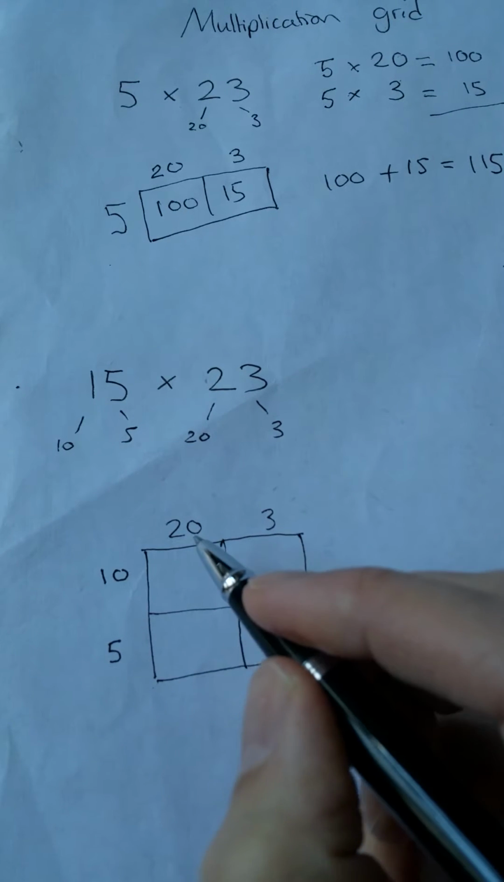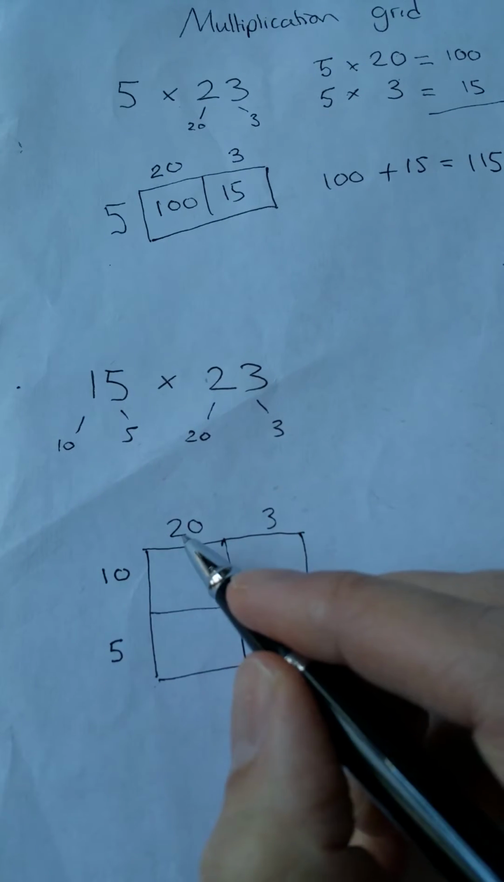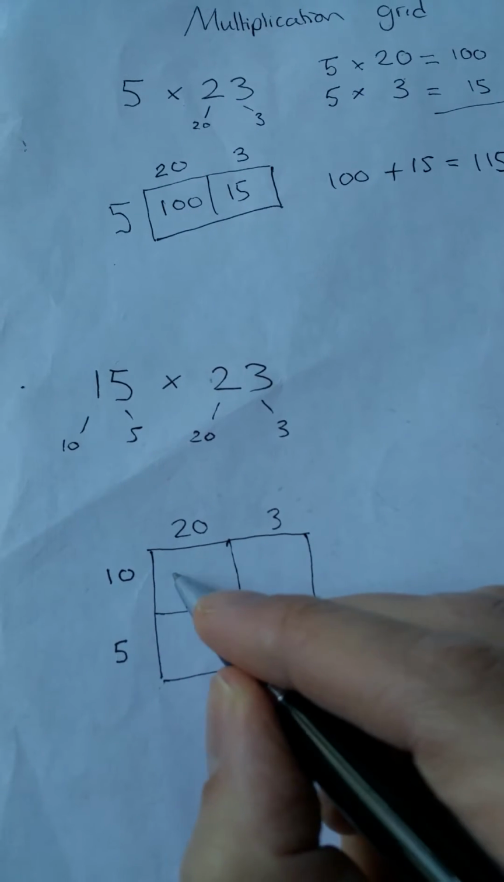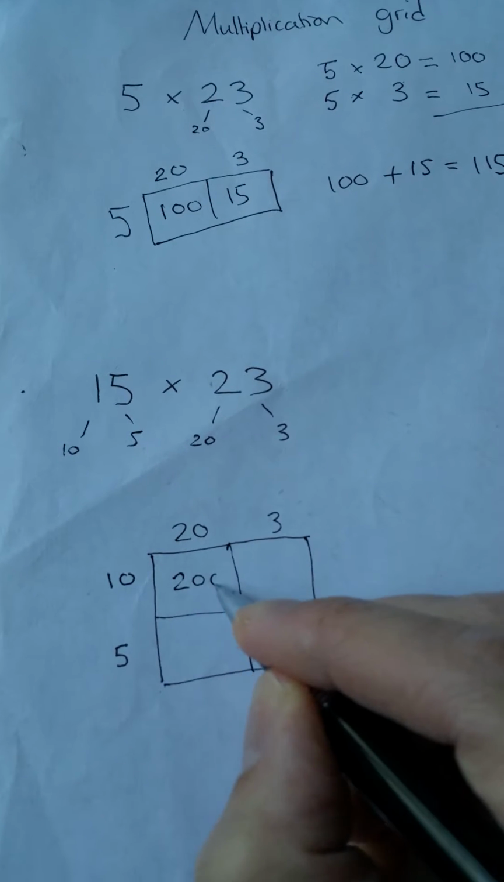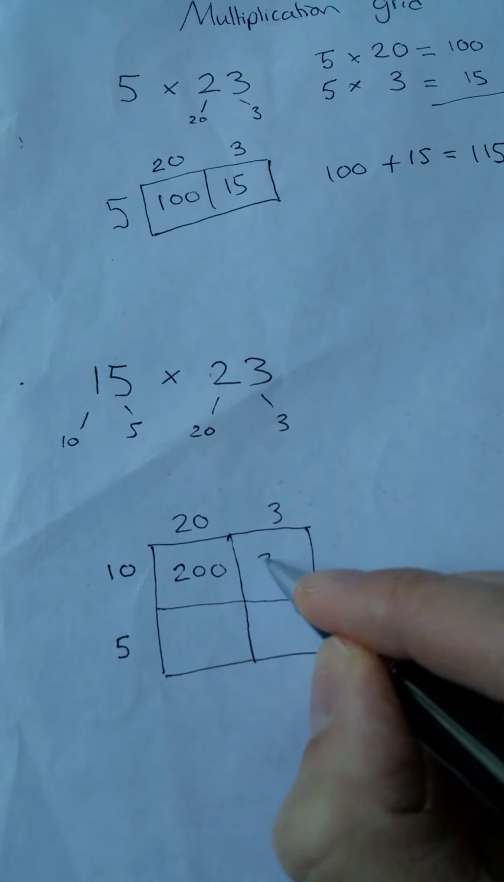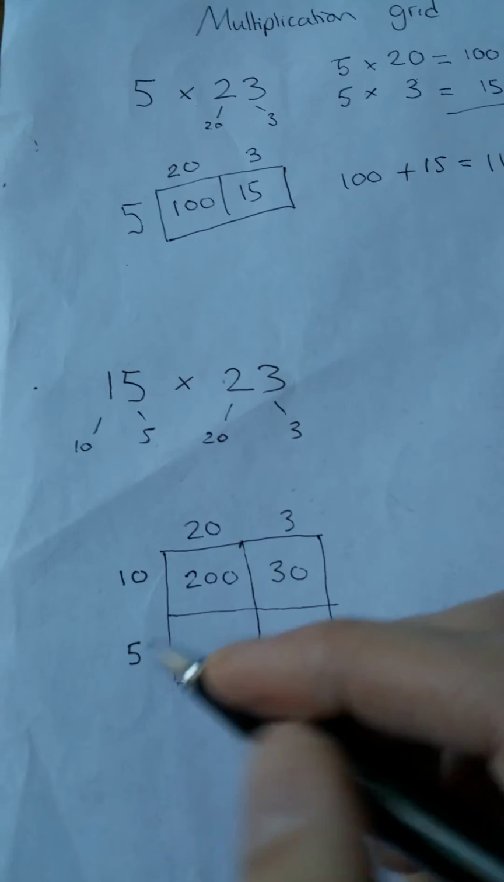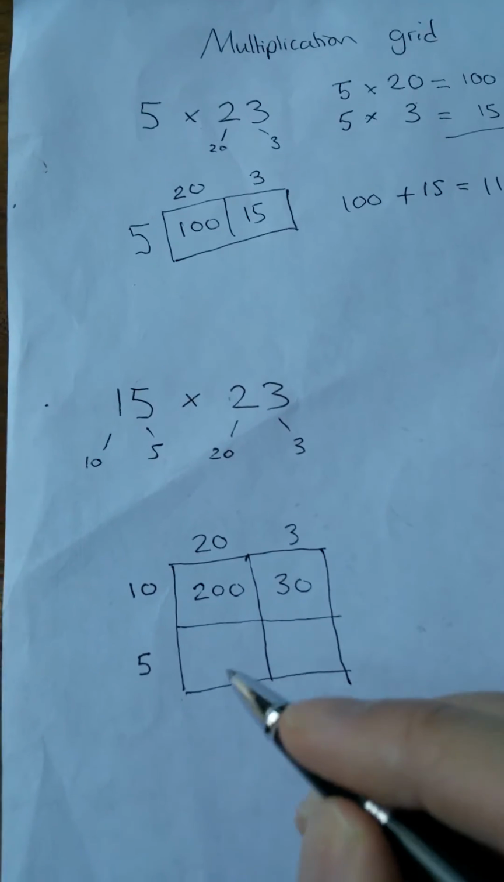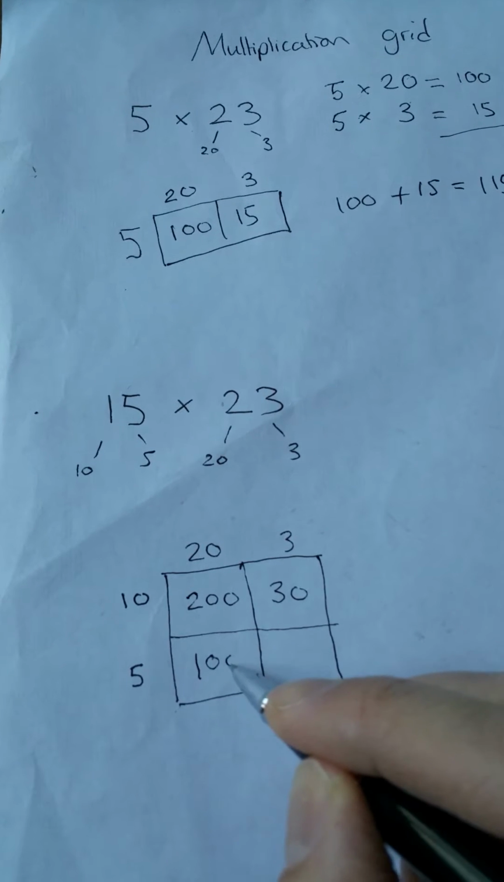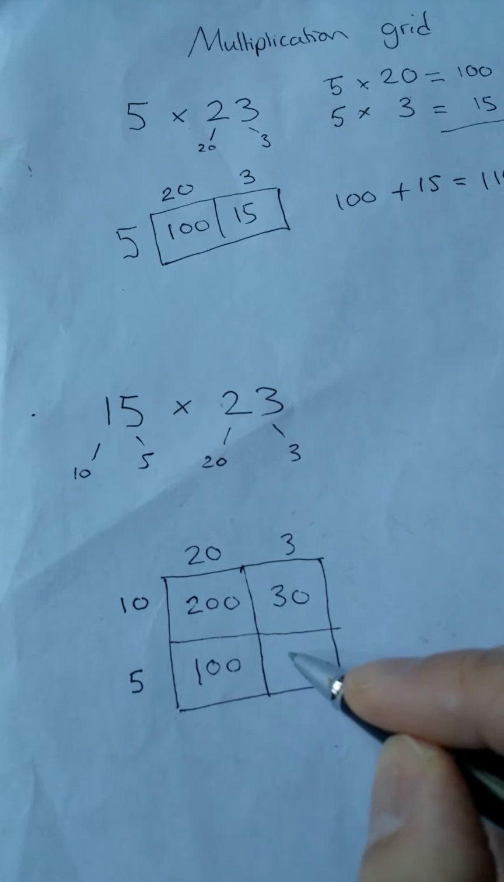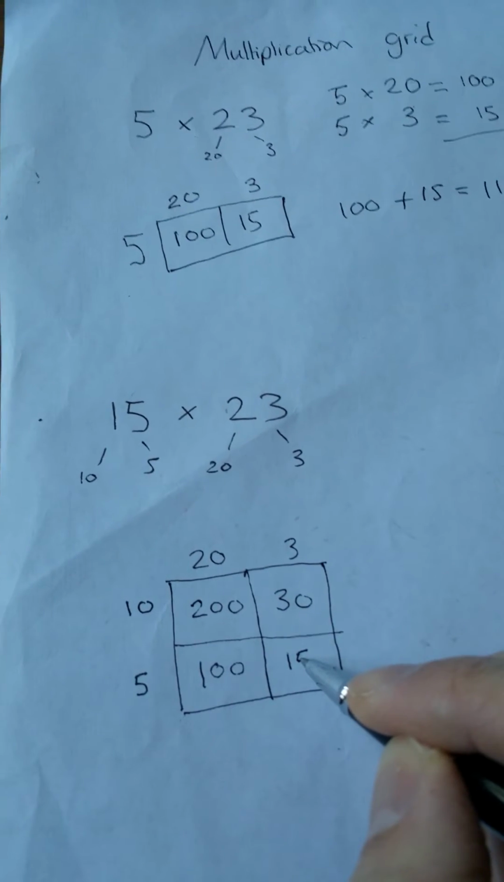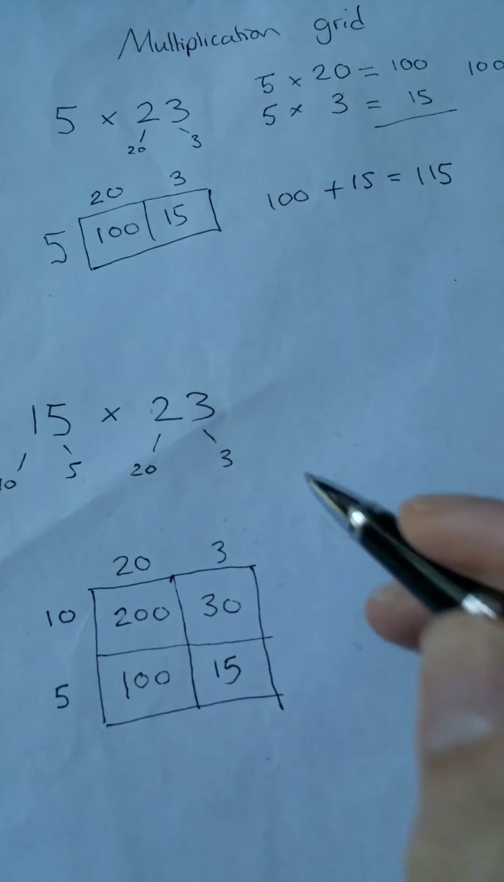So 10 times 20, well, I know how to times any number by 10, so that'll be 200. 10 times 3 is 30. 20 times 5, well, I did that already up here, it's 100. And 5 times 3 equals 15.